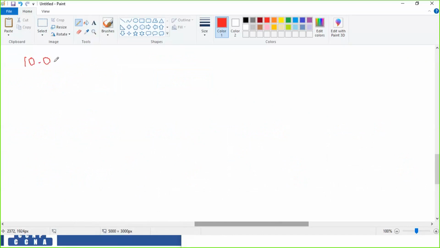10.0.0.0. This is one network, the 10 dot network. What will be the next immediate IP address? Will the next IP be 10.1.0.0, or will it be 10.0.0.1?